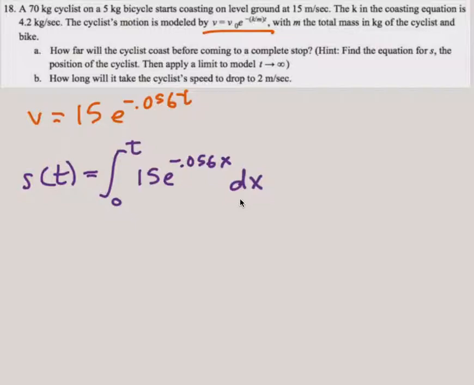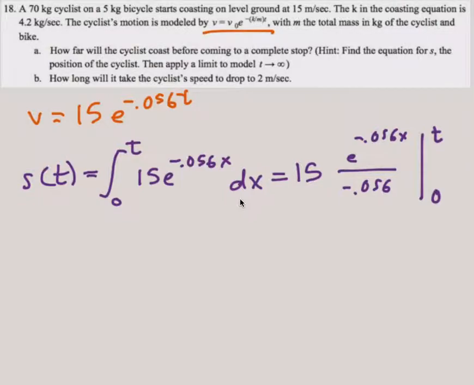I'm going to actually integrate here and make this a little more specifically defined. I can pull the 15 out. And then if I integrate the exponential, that would be e to the negative 0.056x divided by negative 0.056. Essentially like doing the chain rule backwards. Then I need to evaluate this from 0 to t.